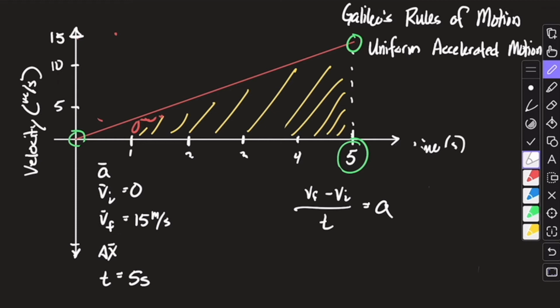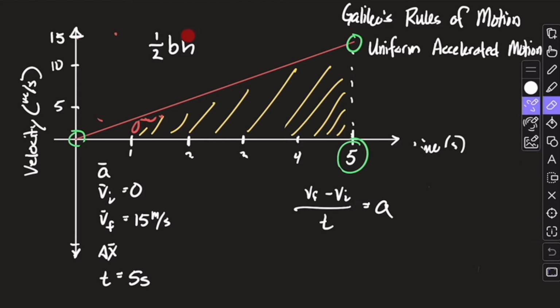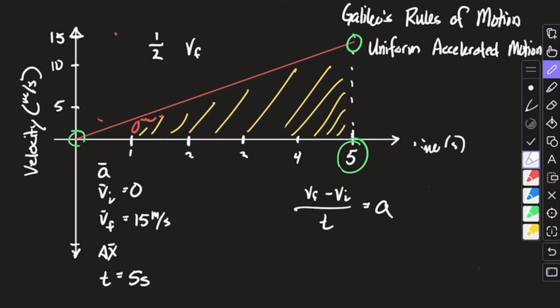At the same time, I can also figure out the displacement. We know that that's the area. 1/2 base times height. But the height is the final velocity, and the base is the time. And this would give me the displacement. This is another formula. I don't necessarily need to have a graph to figure out what the displacement is.